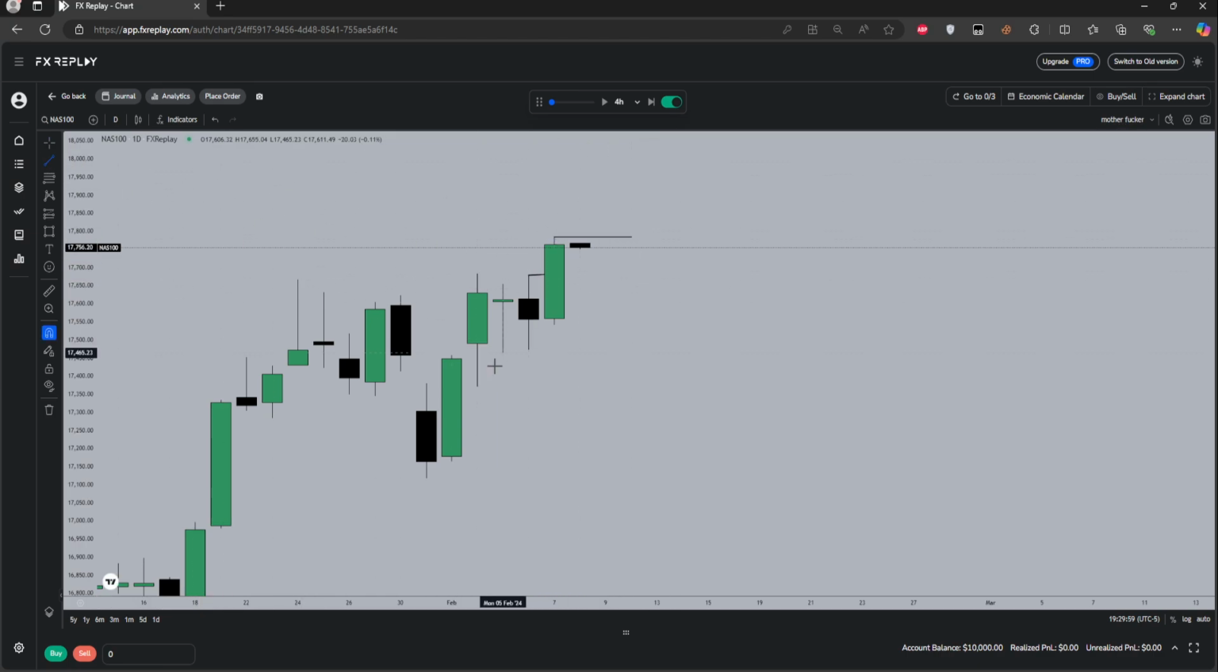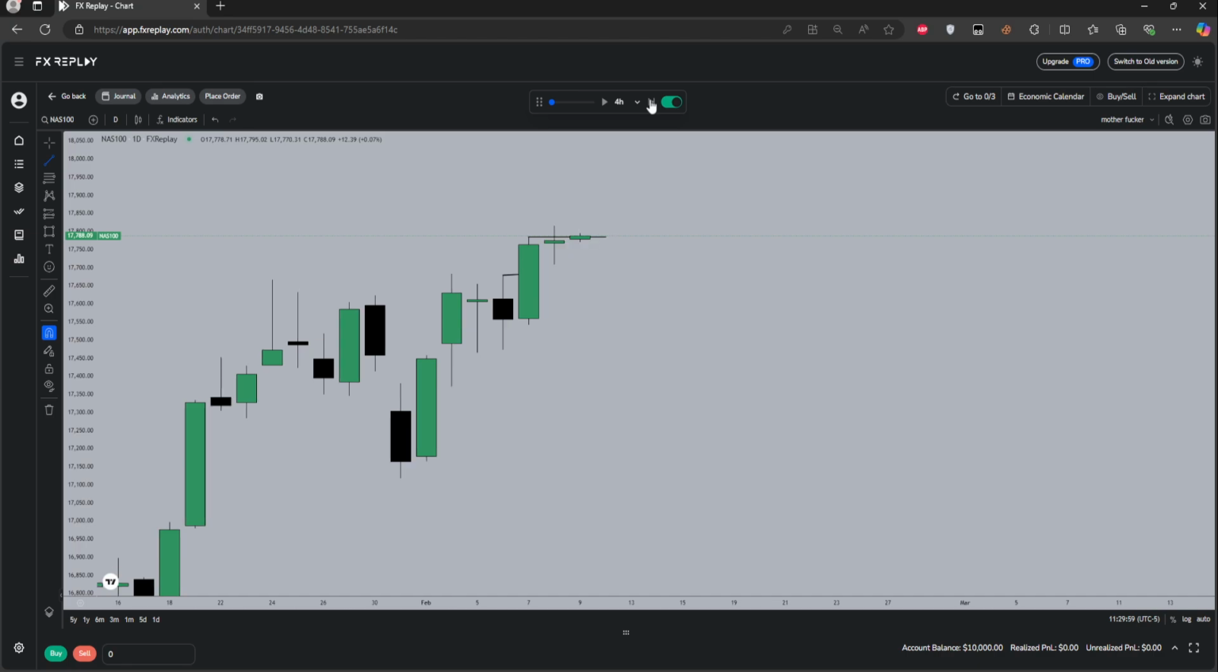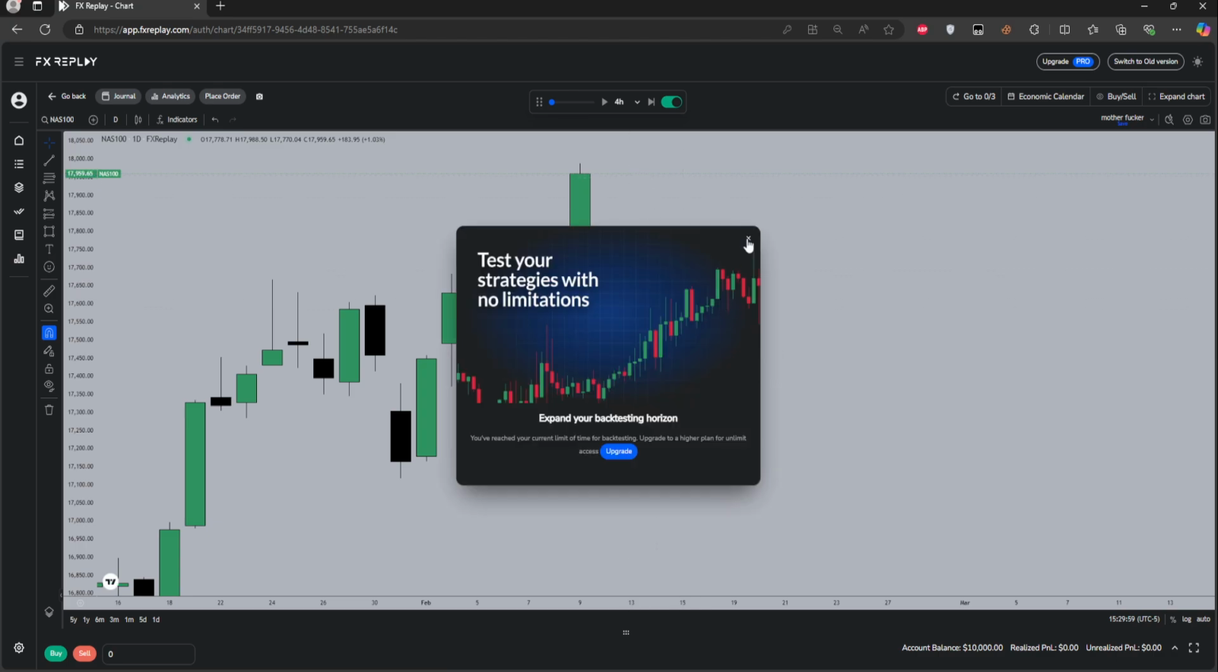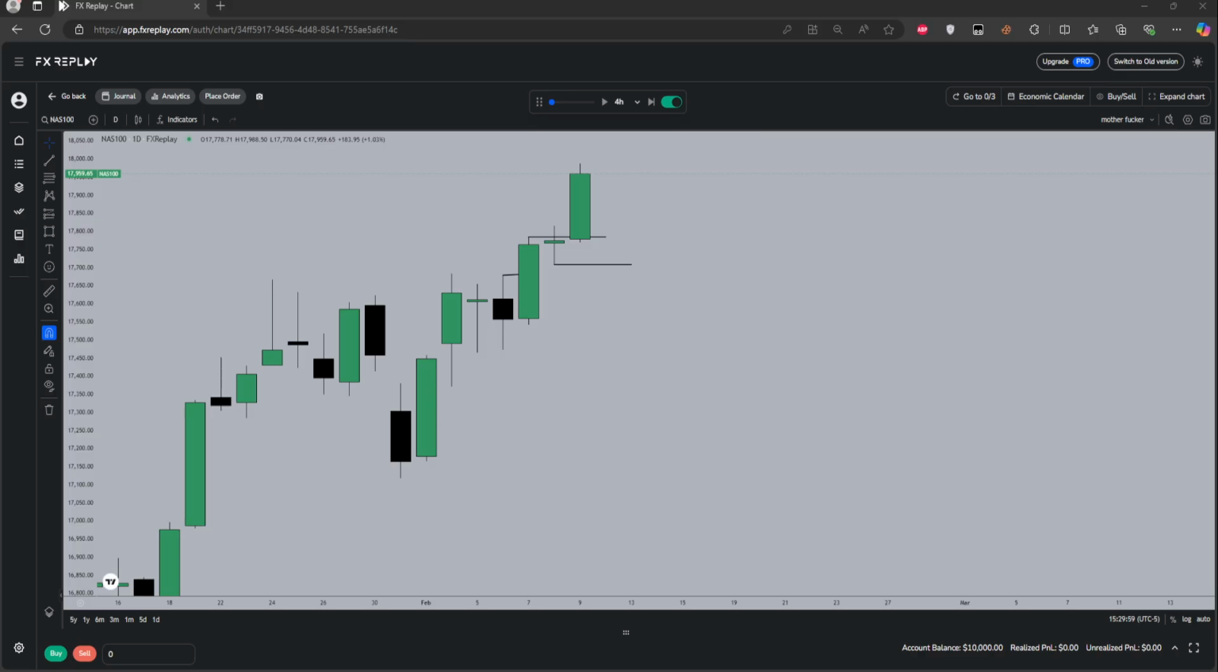So, where is our bias? That's high. We have equal lows here. Keep those in mind. We sweep the high. Wick close, so I will be targeting this. And FX Replay does not want to let me back this anymore. So let's go back on real charts and we can see this once again.